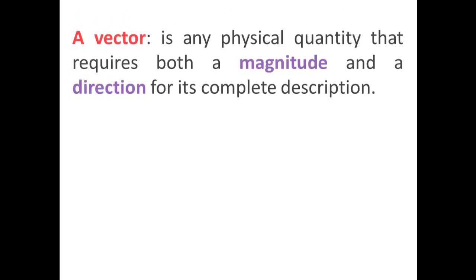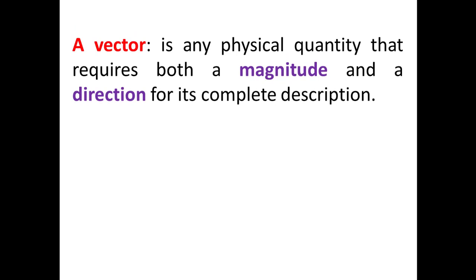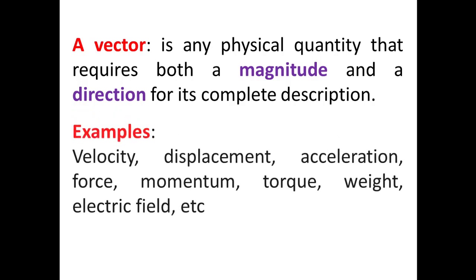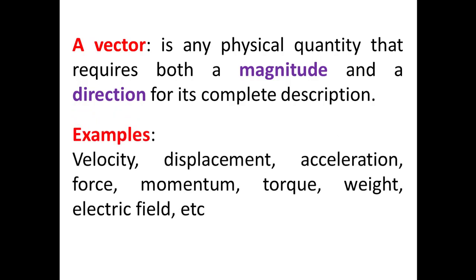A vector is any physical quantity that requires both a magnitude and a direction for its complete description. Examples of such quantities are velocity, displacement, acceleration, force, momentum, torque, weight, electric field, and so on.